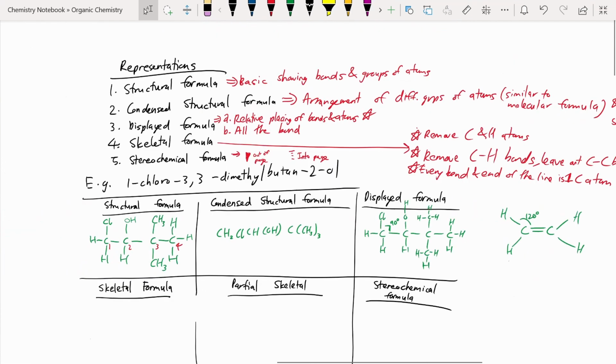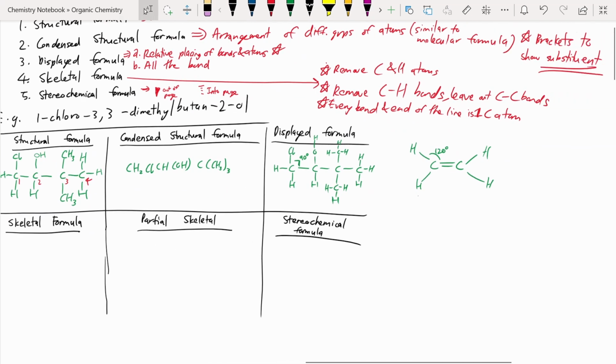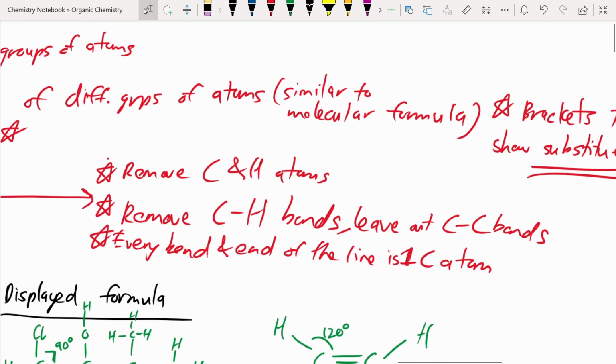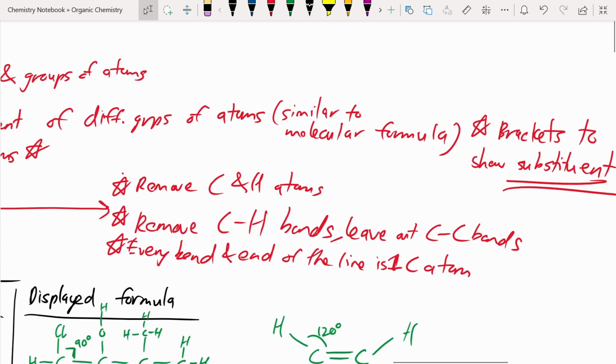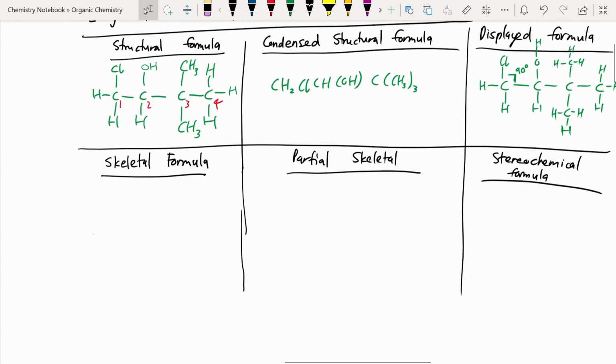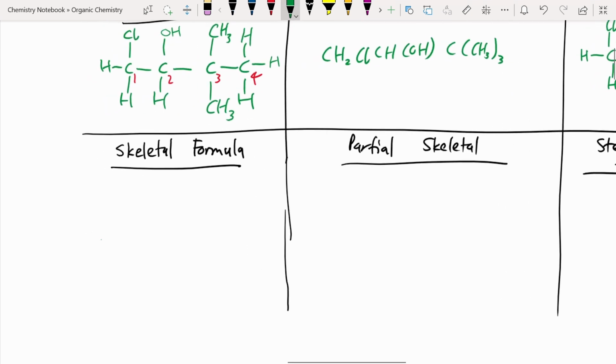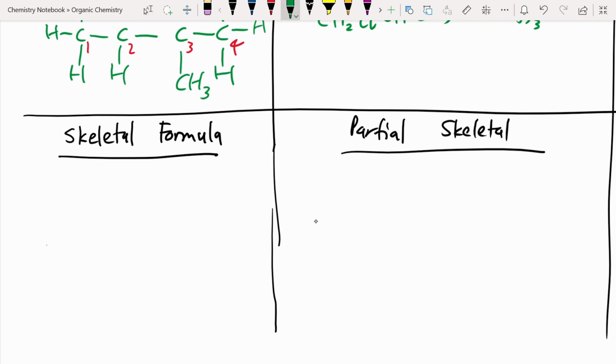Okay, then for skeletal formula, what you need to take note of is to remove all the C and H atoms. Remove C-H bonds, leave out the C-C bonds, and know that every bend and also the end of the line represents a carbon atom. So in this case, I will draw the longest chain. So there's 1, 2, 3, 4.